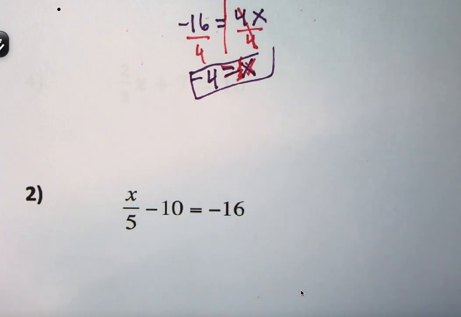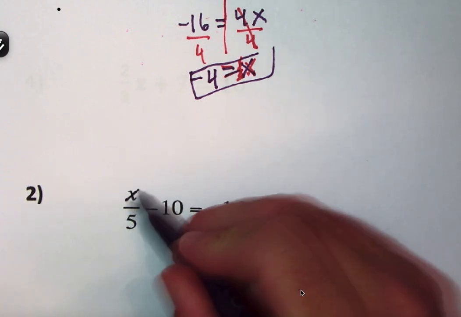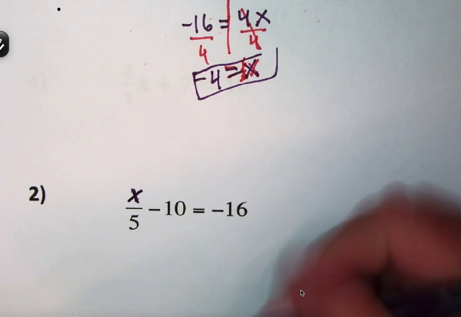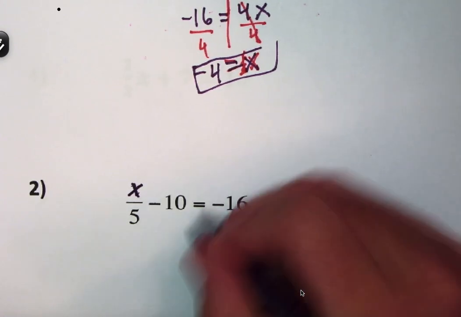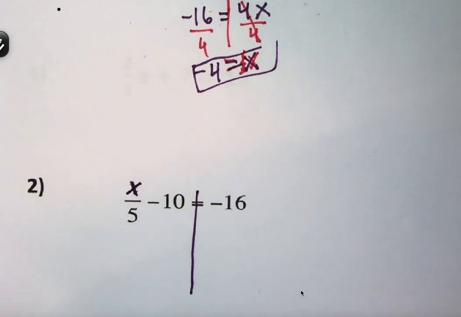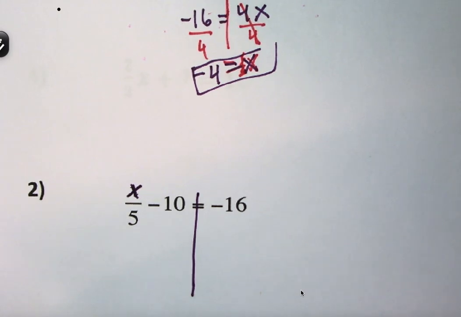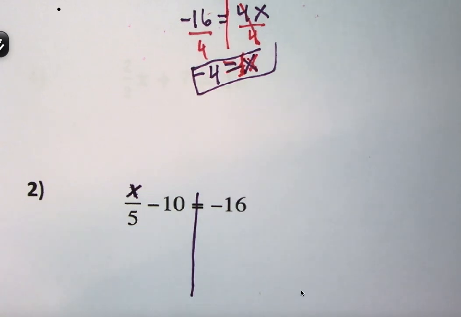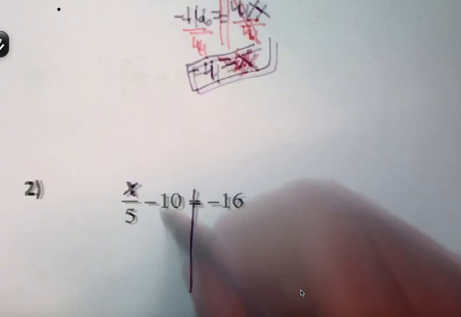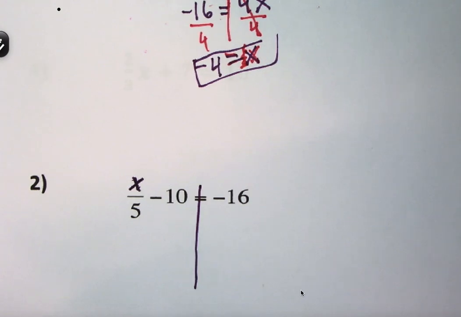So, next equation, always good to read it. We have x divided by 5 minus 10 equals negative 16. What operations do we have to undo? That's what we want to think about. What's happening to x? Okay, so we have to undo division and undo subtraction. What do you want to do to both sides first to undo it?